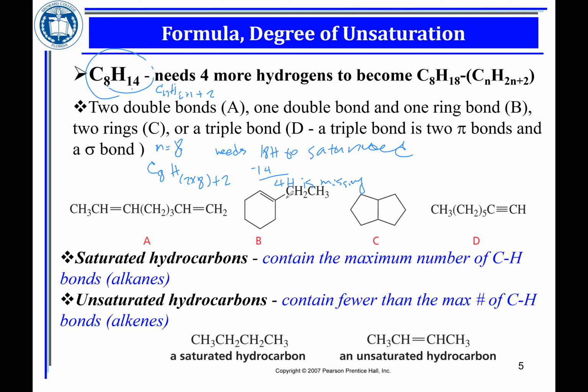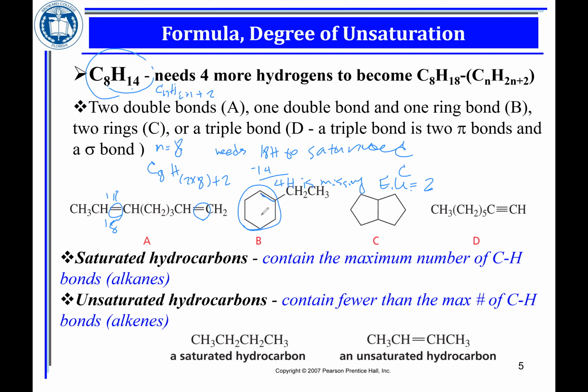So how many elements of unsaturation would you have? The 4 hydrogen missing counts for 2 pi bonds. That could be 2 double bonds, because for every double bond, you get 1 pi and 1 sigma. And if 4 hydrogen is missing, that is 2 elements of unsaturation. EU equals 2. That could be 2 pi bonds or 2 double bonds. It could be 1 cyclic system and 1 double bond, or 1 pi and 1 cyclic system.